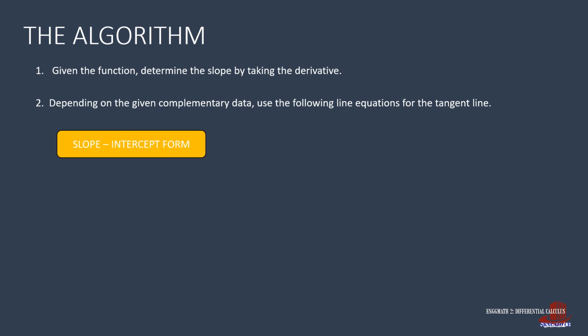The first format for the line is the slope-intercept form, which is y equals mx plus b. This is used when the y-intercept is given along with the function. The second line format is the point-slope form, which is y minus y1 equals the slope m times x minus x1. This is used when the complementary data given are the coordinates of a point.